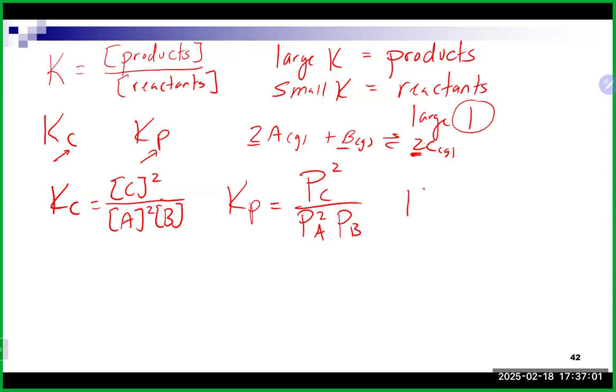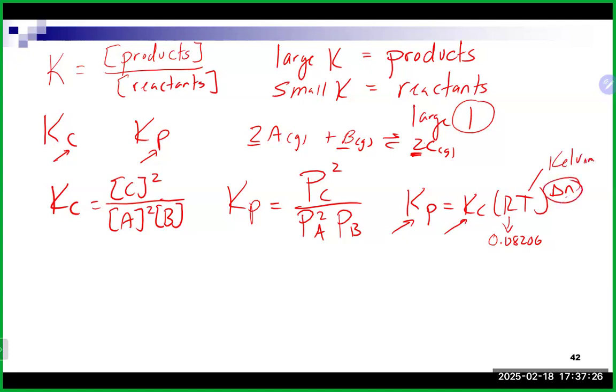There's a relationship to go between the two. So Kp equals Kc times RT to the delta n. Again, that is our Kp pressure equilibrium, Kc concentration equilibrium. R is our gas constant in terms of the ideal gas law, 0.08206. And T is our temperature in Kelvin. And remember, as we talked about last time, delta n is the number of moles of gases.